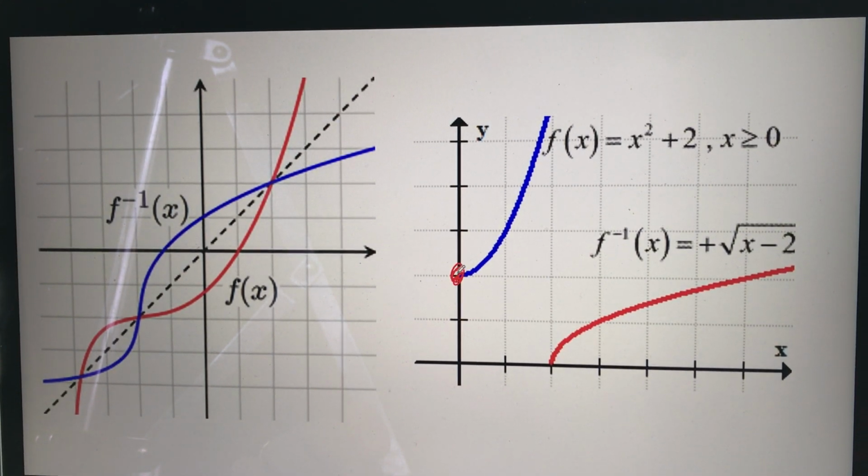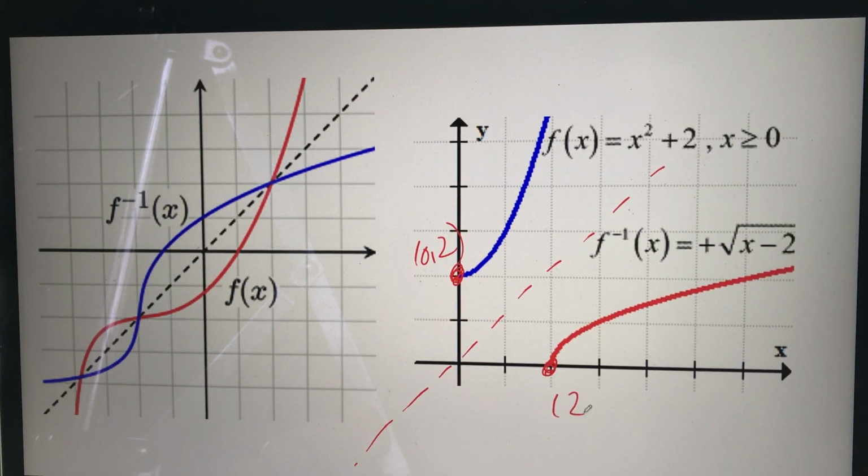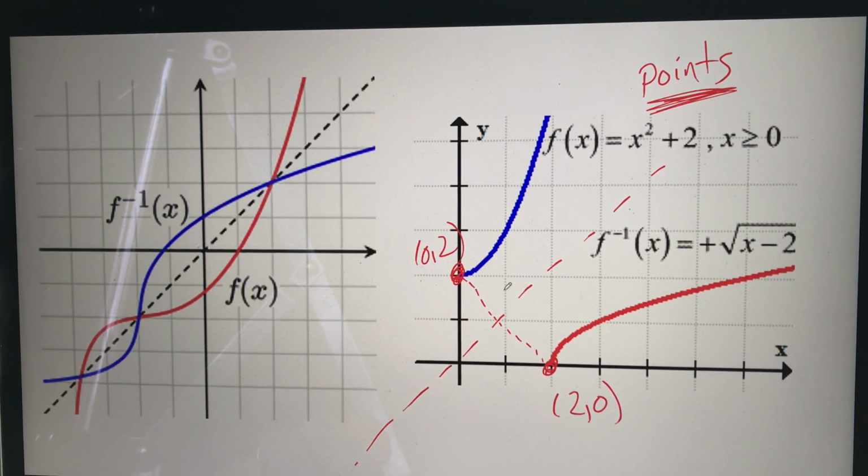Suppose we're here at 0, 2. This thing gets reflected. This point down here, as it turns out, ends up being 2, 0. And we can take advantage of that. We know that if we have 0, 2, and that got reflected down to 2, 0, we know that we've been doing all of this work with points. We haven't just been doing random sketching. We're going to use points to do this.